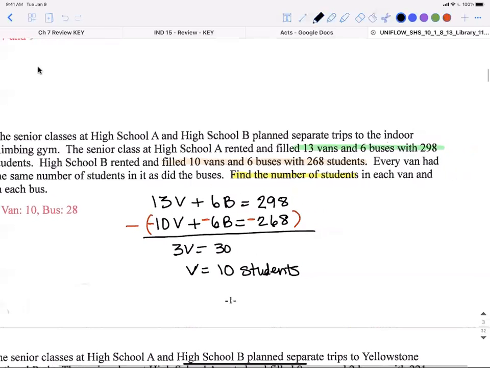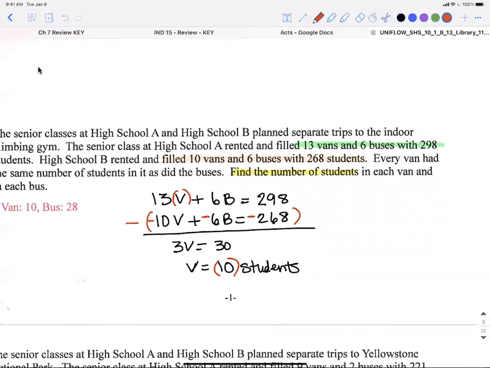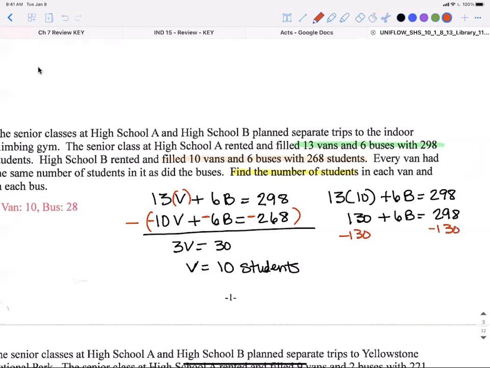So now that I know the number that gets plugged in for V, I can go back up to one of my original equations, and where there's a V, I can plug the number 10 in. So I'm going to go back up to the top and do 13, but in place of V, I'm going to put what I know now, which is that each van holds 10 students, plus 6B equals 298. And 13 times 10 is 130 plus 6B equals 298. I'm going to subtract 130 from both sides, and that leaves me with 6B equals what? 168.